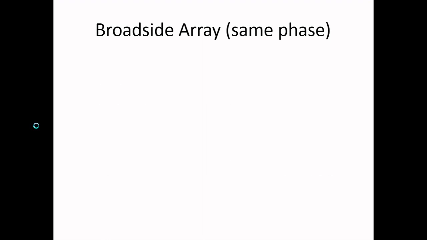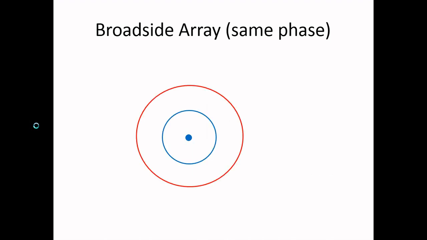Now let us see what types of arrays there are. There is one array known as the broadside array. Let us see what it is. When an isotropic element radiates, we already saw that it radiates in the shape of a sphere. A sphere can be seen two-dimensionally as a circle.